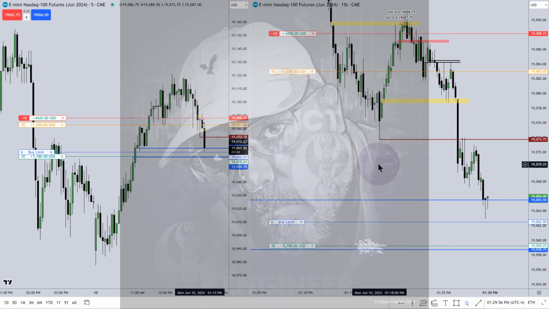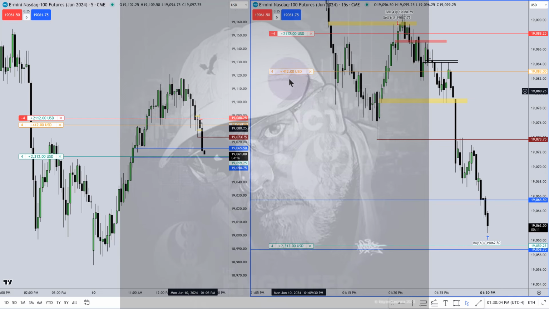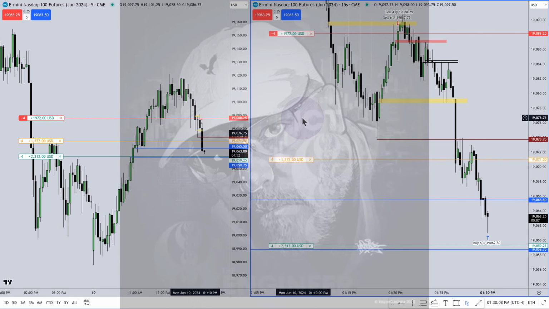Let's put a buy limit there. That way we can get a price that's favorable. There we go. It's almost like it's magic. All right, so we'll see if we can get any more juice out of this lemon.